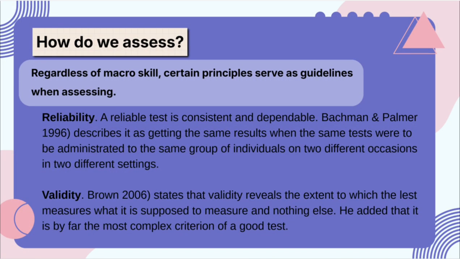The next principle is what we call validity. Validity means the test is measuring what it is supposed to measure. It is important because a test may be reliable but still not valid. If a test measures the wrong skills, the results are meaningless.